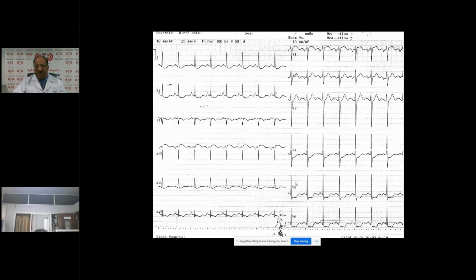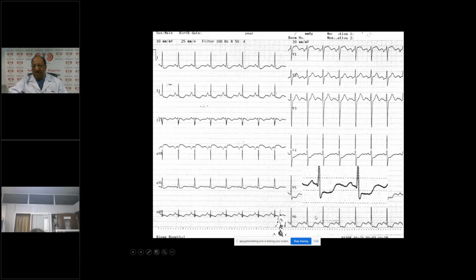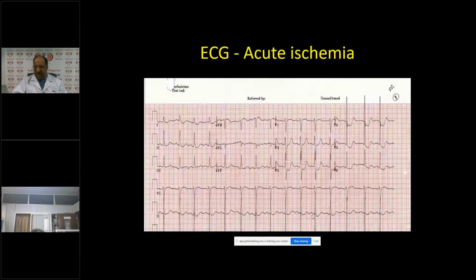Now this is the ECG which shows horizontal ST depression with upright T waves. In V5, V6, you can see the horizontal ST depression with upright T waves. This is very characteristic of acute ischemia. And whenever this is present, a red flag should come to your mind. Now this is another example. This is a downsloping ST depression with upright T wave.